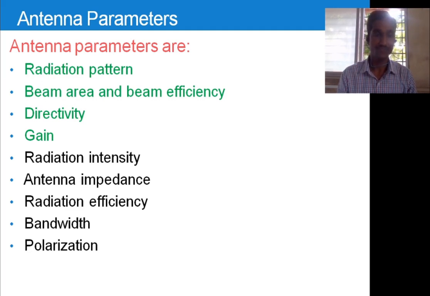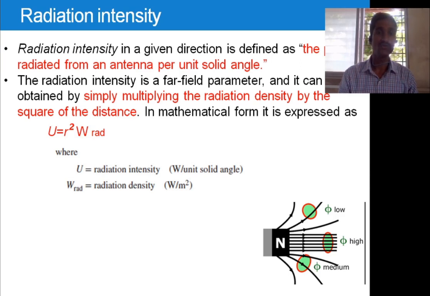In today's lecture we are going to study the remaining parameters of the antenna, which are radiation intensity, antenna impedance, radiation efficiency, bandwidth, and polarization. These parameters are important at the time of selection of the antenna for specific applications. So the first parameter in the second lecture is radiation intensity.